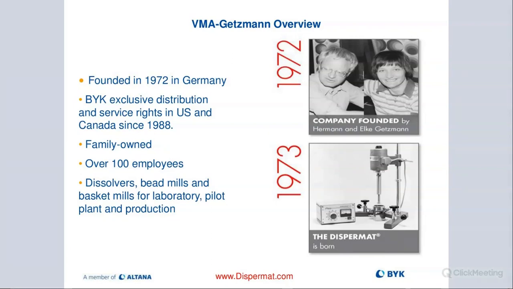BYK-Gardner and BYK USA have had the exclusive distribution rights for the product line since 1988. And just a quick story behind it. Our former CEO, way back in the mid-70s, early 80s, brought some of these Dispermats over from Europe and put them into the lab space in Connecticut. Customers came in to visit and do tours through the lab, and they really liked the Dispermat design. The noise level is very low, very functional pieces of equipment.